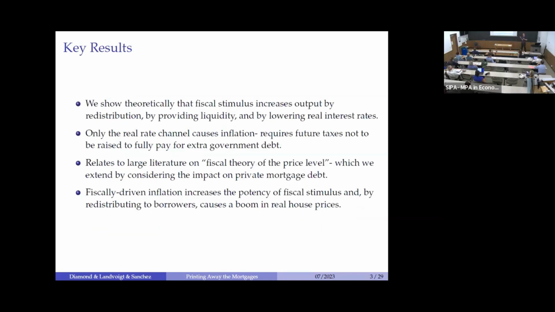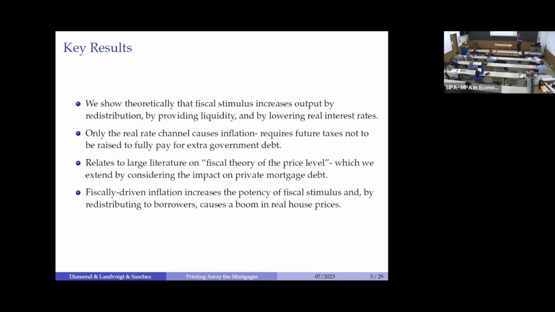So the first thing we're going to do is theoretical, is show that we can decompose the effect of fiscal stimulus into three different channels. One is providing liquidity. So if you're short on cash and we give you cash, you will now consume, and that's going to increase aggregate demand. Then it's also going to cause some redistribution. So this goes to poorer households more than richer households. If they have different marginal propensities to consume, the poorer households might lead to an increase in aggregate demand.